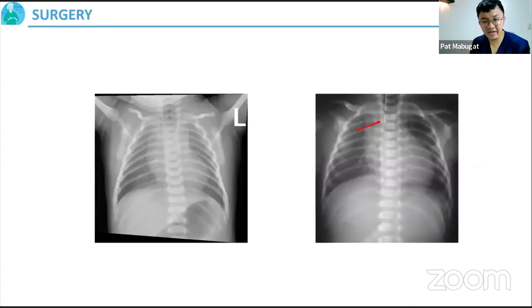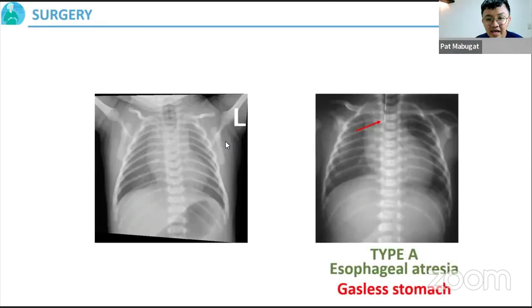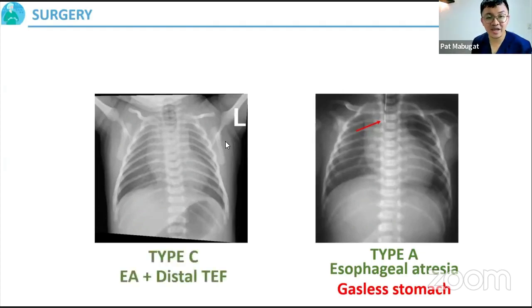X-ray, just so that I can emphasize to you, you can see both X-rays have an OGT that does not reach the stomach. So both must have an atresia. However, we need to identify if this is a type A or type C, the two being the most common, C being the most common, and A being the second most common. Type A usually has a gasless stomach. Why? Because there's no fistula. If there's no fistula, the stomach will always be collapsed because there's no air going to the stomach. But if there's a fistula, it's most likely type C. Esophageal atresia with distal tracheoesophageal fistula.